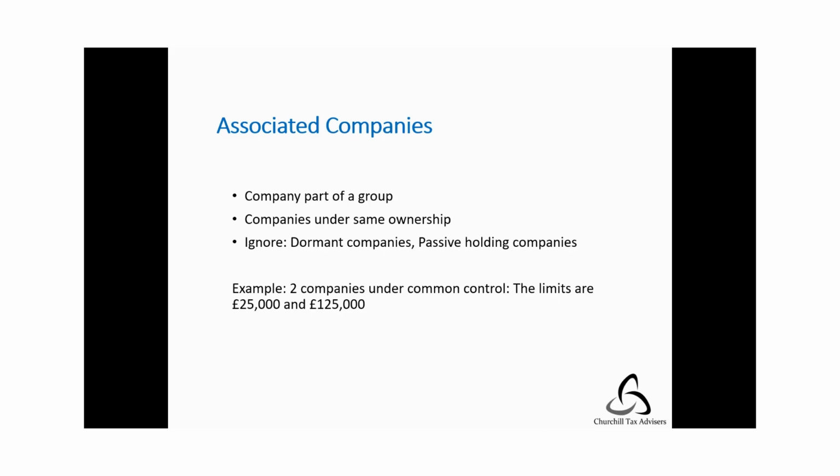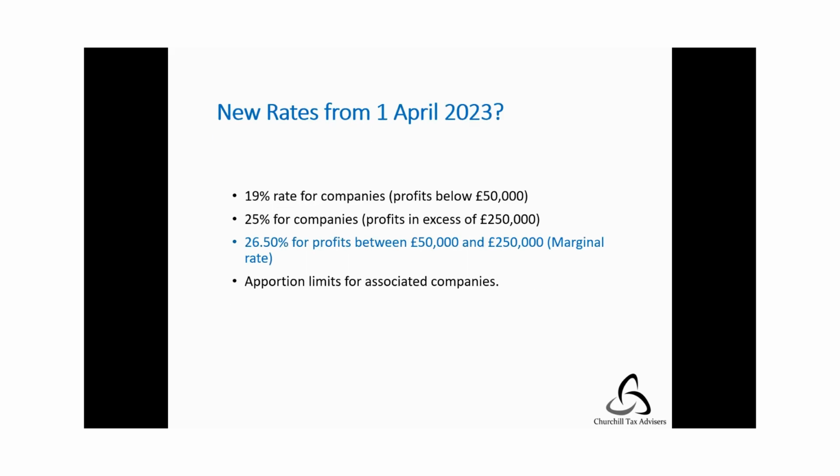When you fill in the corporation tax return, it will now ask you, are there any associated companies? If you have 1 associated company, you would add 1. If you have 2, you get the picture. So these thresholds will be divided. If you have 2 associated companies and the profit is, for example, £100,000, or £60,000, or even a profit of £40,000, it will be taxed at 26.5%. And that's scary. That's very scary. So you've got to be mindful.